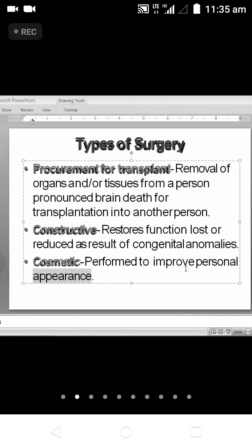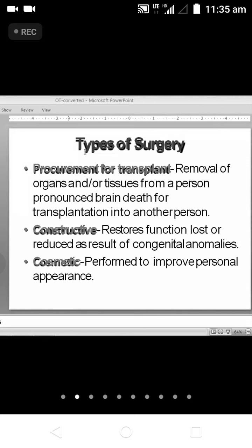It is performed to improve the personal appearance of the client. Facially they will be doing plastic surgeries, and also if they are obese, they go for liposuction. Liposuction, in the sense, is excessive fat being removed so that they appear slim. So these are some of the cosmetic surgeries that you will be able to identify.